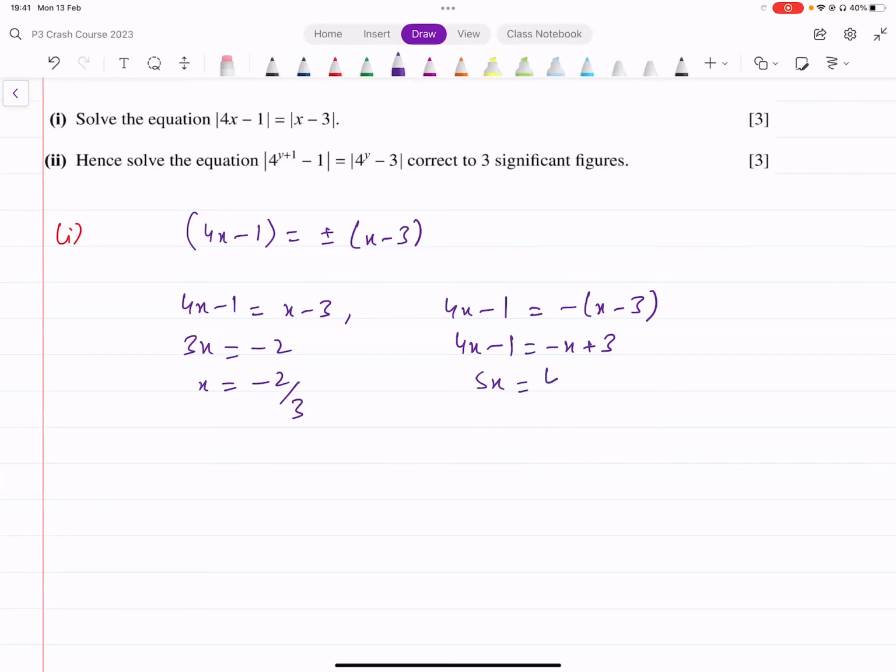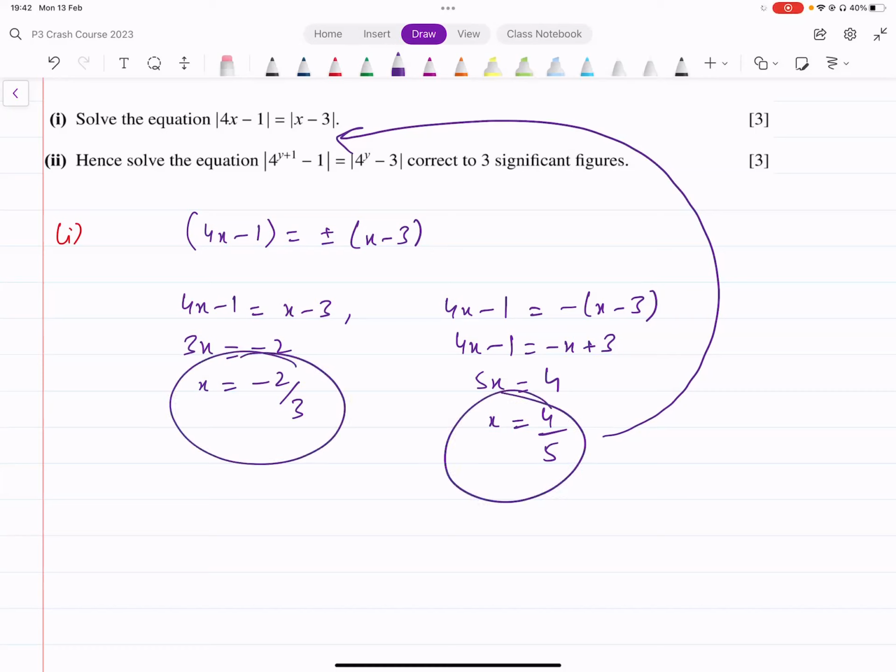That's 5x equals 4 and x equals 4 over 5 and not 6 over 5. Sorry about that. So these are the two possible answers that we've got. But remember, whenever we solved modulus equations, what did we say? We said we always should verify our answers by inputting in the original equation. So you should verify these answers.